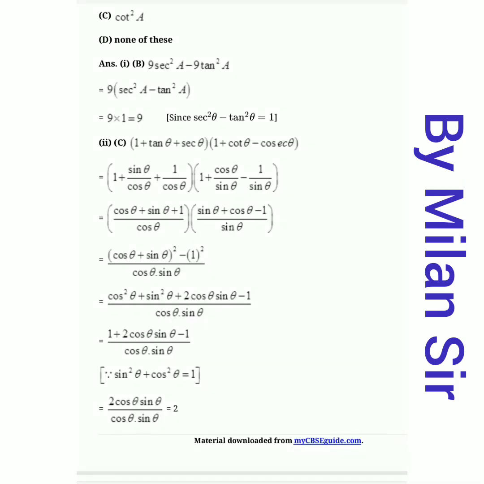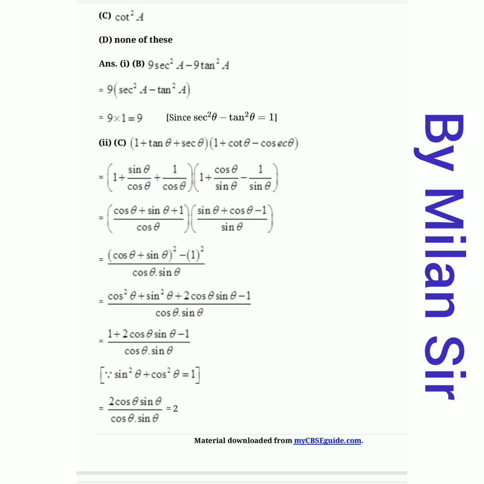Total 4 internal questions are there, and it is MCQ type question. First question is 9 sec square A minus 9 tan square A. So we can take 9 as a common. So 9 common, then in bracket what is remaining? So in bracket sec square A, then minus sign and tan square A. Right? So 9 in bracket sec square A minus tan square A.